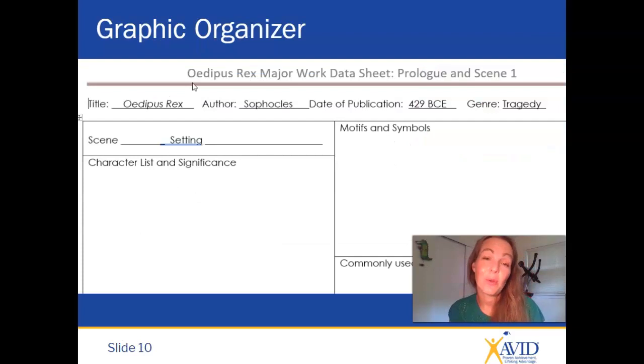Oftentimes, teachers will give you graphic organizers. Here's an English example. So even though I'm a biology teacher, I talk to English and history and math teachers to see, hey, what do you guys do? And one thing they do is something like a graphic organizer. So when you're reading a book or you're discussing it in class, you can say, okay, character list and significance, symbols, literary devices. So it's already helping you process your notes. It's helping you organize the information.